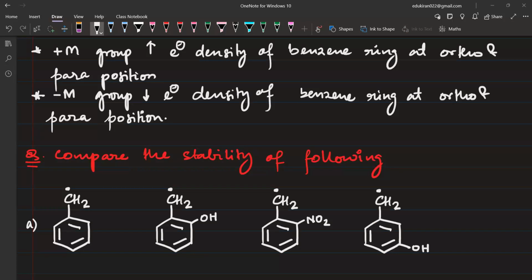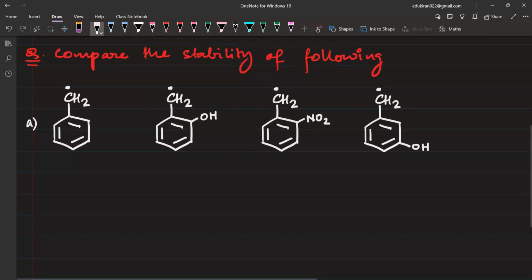Okay. Now they're asking you guys to compare the stability. So first of all, we have A structure, this is my B structure, this is C structure, and this is D structure. Now you should understand the first point is that the carbon free radical is electron deficient. Okay? So it needs electron. Correct? Yes or no, please tell me, guys. Yes, sir. Right? Okay.